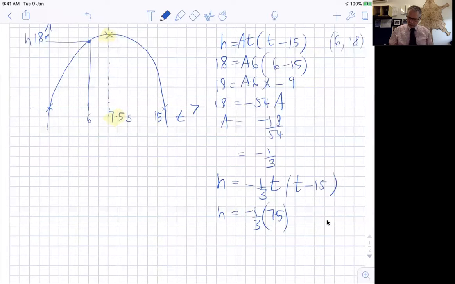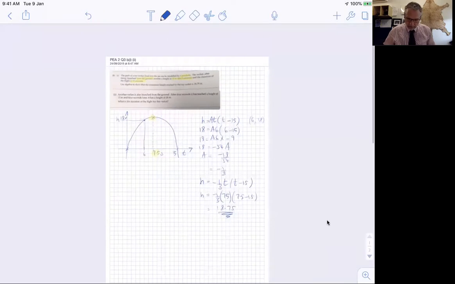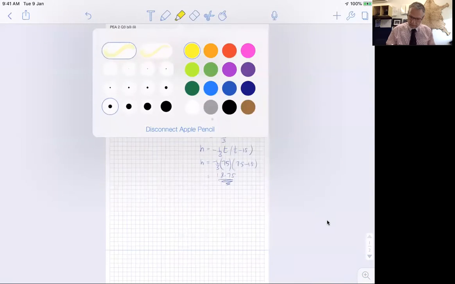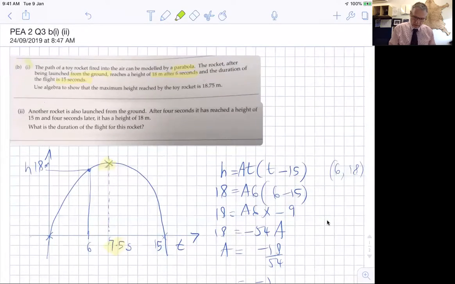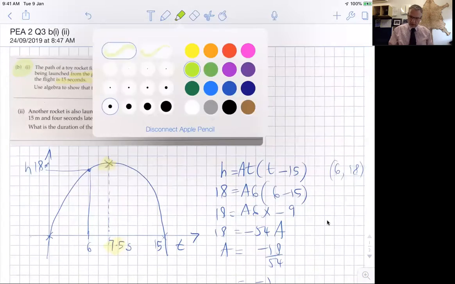And therefore height equals negative 1/3, and we substitute 7.5 into that. If I use the calculator just to work that out, negative 1/3 times 7.5, and that actually is times negative 7.5 there as well, and that is equal to 18.75. Finished. Now, that's part B two, so we've done that bit. So now we'll switch and have a look at the second part.